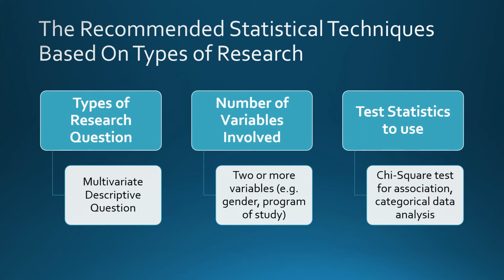Types of research question. Multivariate descriptive question. Number of variables involved. 2 or more variables, example gender, program of study. Test statistics to use. Chi-square test for association, categorical data analysis.